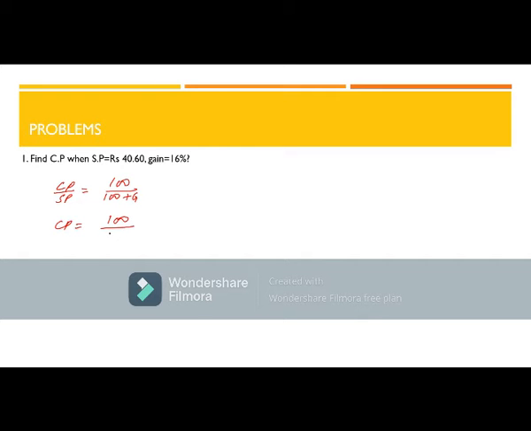Gain percentage is 16%, so it is 100 divided by 116 into 40.60. So 40.60, if we divide by 116, answer is 35 rupees. So for the first problem, the solution is 35 rupees. That was a very direct problem. So we go to the next one, question number 2.